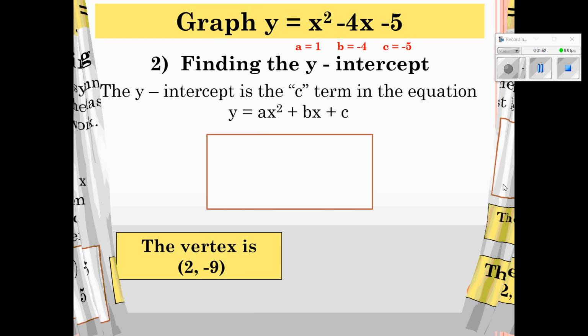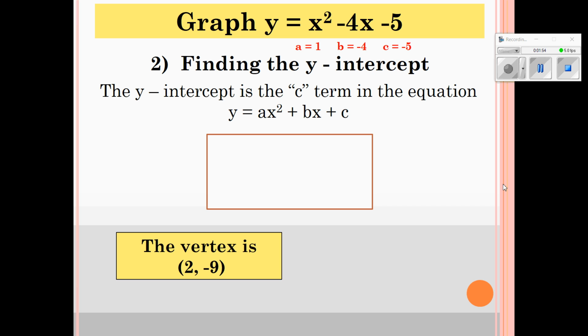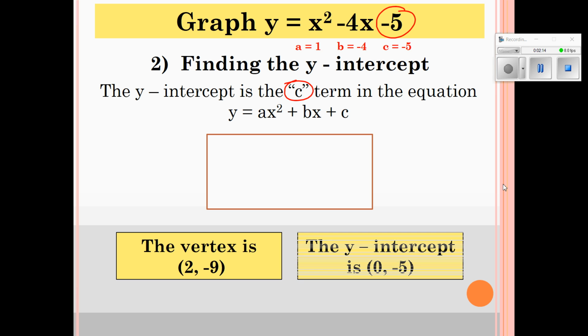Our next step is going to be finding the y-intercept. It's very simple to do. When it is written in standard form, the c term, the number at the end, is where it crosses the y-axis. It's called the y-intercept. So all you have to do is look up there and see that it's going to cross the y-axis at negative 5. So now we know where the vertex is, and we know where it crosses the y-axis.